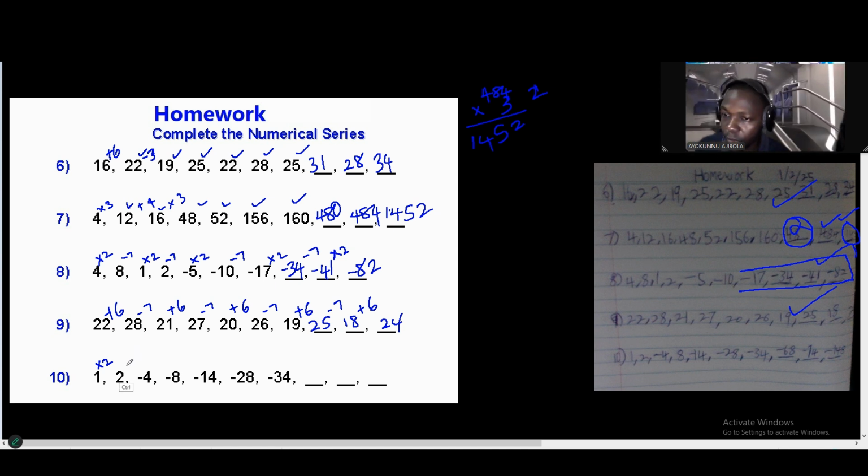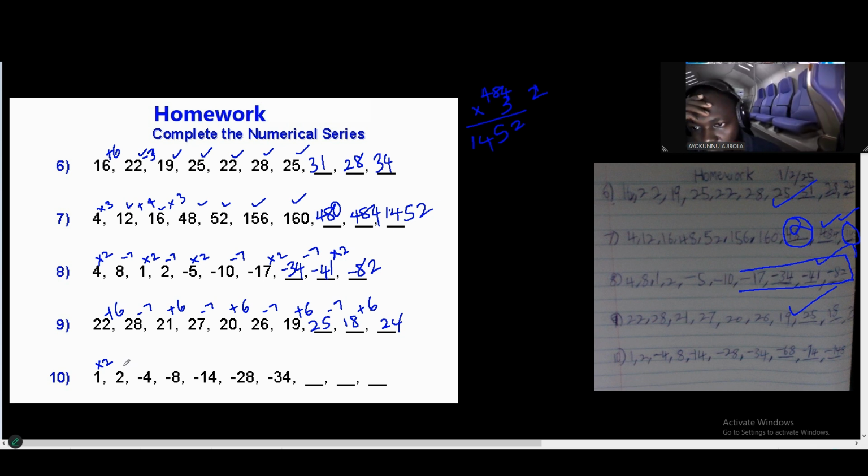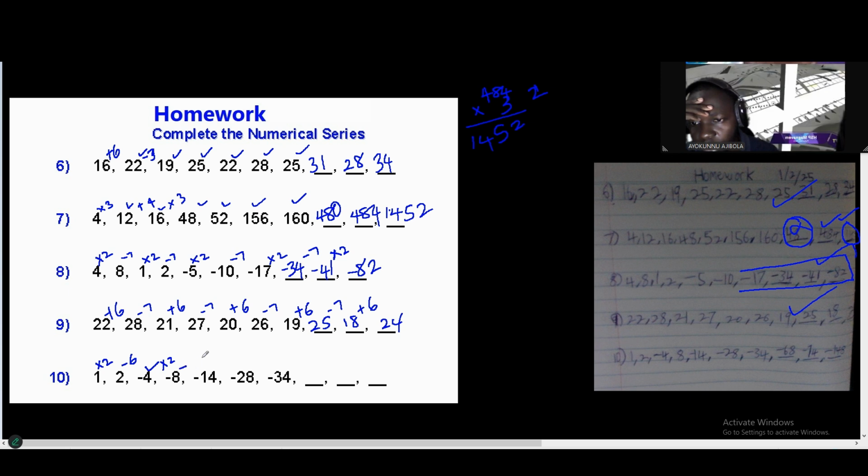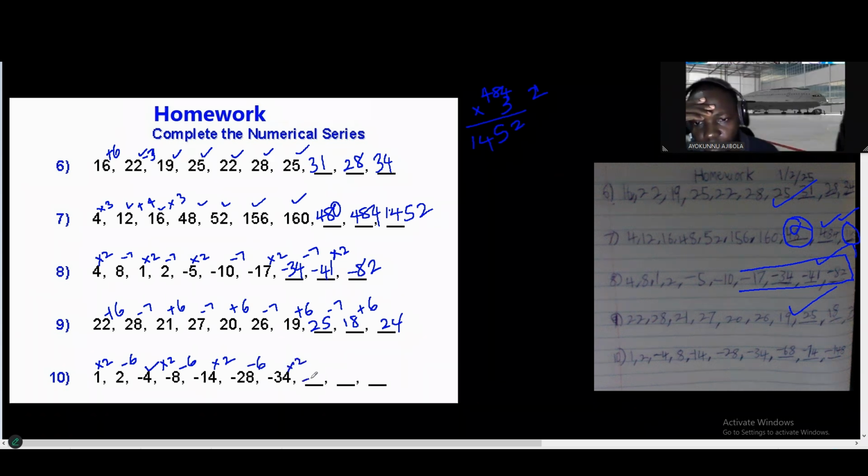I meant minus 6. Give me this. Then if you multiply by 2, you get this. Minus 6, you get this. Times 2, you get this. Minus 6, you get this. Then times 2.